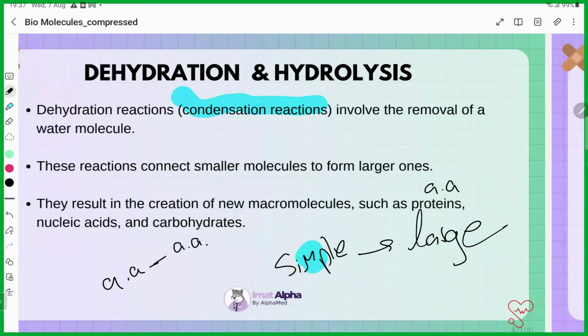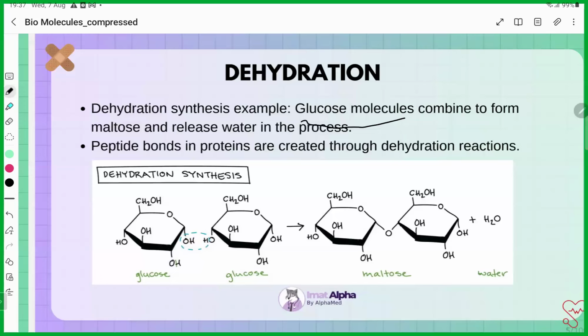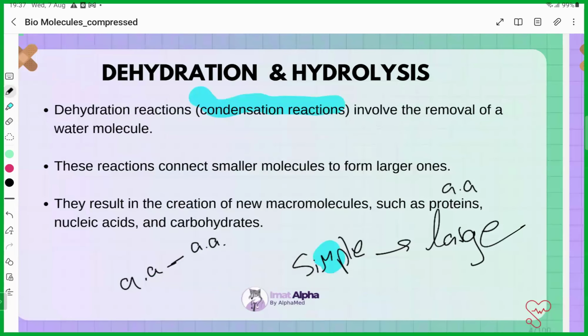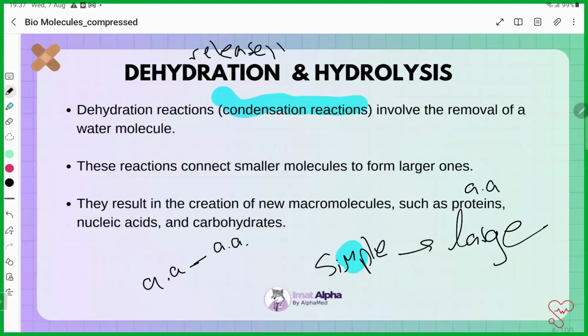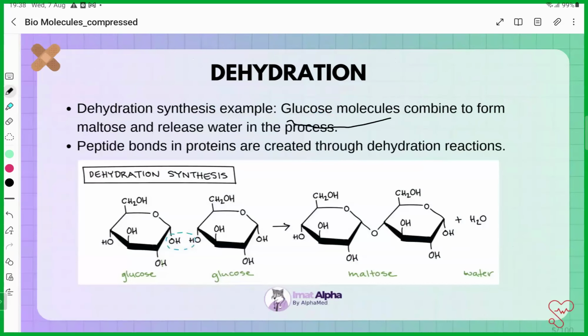Dehydration synthesis example: glucose molecules combine to form maltose and release water in the process. So what you should know about dehydration is that it releases H2O, and the hydrolysis needs H2O to occur. Peptide bonds in proteins are created through dehydration reactions.